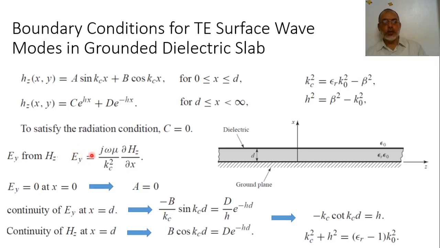Ey is proportional to j omega mu over kc squared partial Hz by partial x. So it would be minus B kc sine kcx, and this kc would be eliminated with kc squared. It would be minus B sine kcd over kc. On the other side, it would be D over h e to the power minus hd.